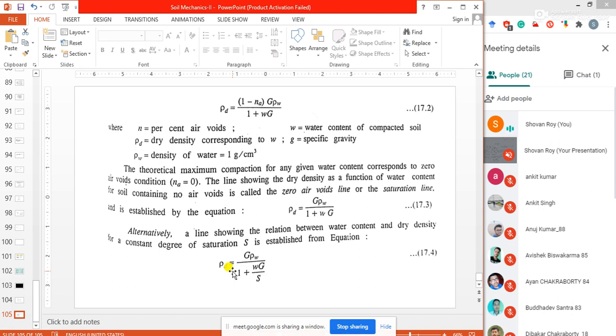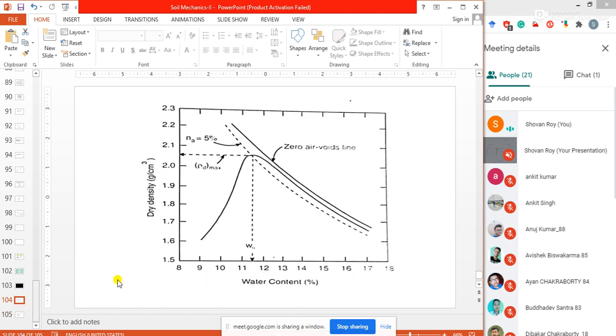Percentage degree of saturation, percentage of air voids, these things are again coming for compaction characteristics. But the important thing is to find out the maximum dry density value, at which water content your soil will give the maximum dry density. This is important to us as an engineer. The zero voids line is also important to show the percentage of air voids value.